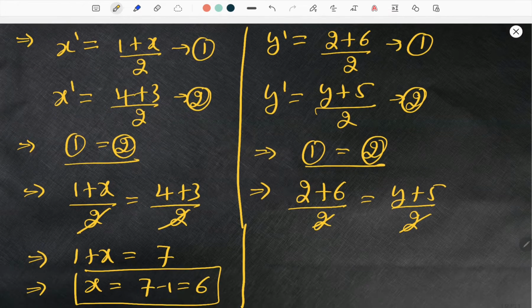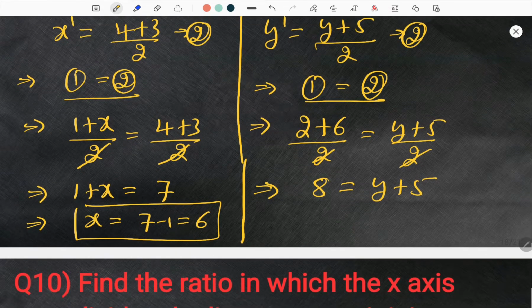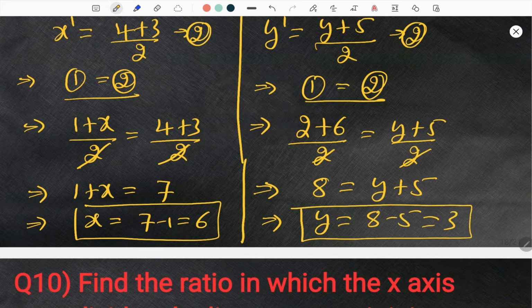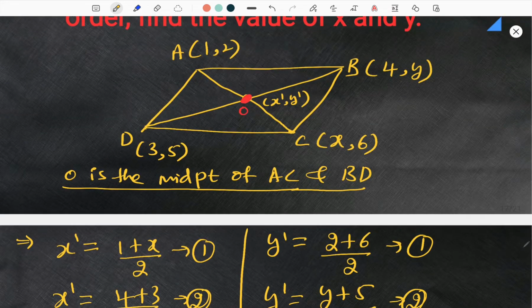2 get cancelled, and 2 plus 6 is 8. 8 is equal to y plus 5. Then I am going to get the value of y as 8 minus 5, which is equal to 3. So this is the value of y. Alright, so the hint was very easy. This O is the midpoint. Once we took 1 plus x by 2, and once we took 4 plus 3 by 2, then we made them equal. Another time we took y dash is equal to 2 plus 6 by 2, and next time y dash is equal to y plus 5 by 2, then we made them equal, then found out these values.